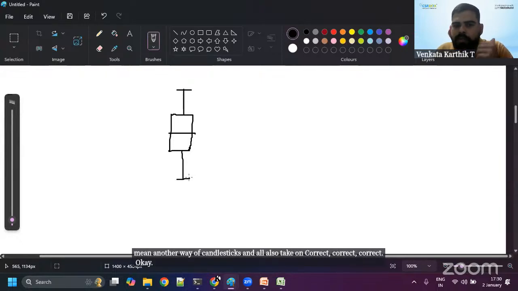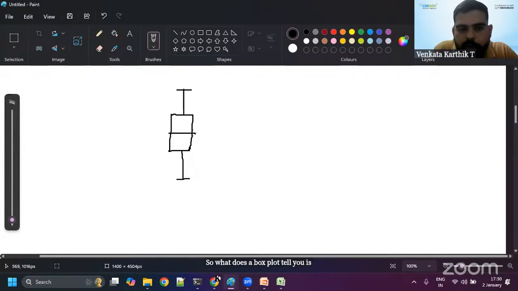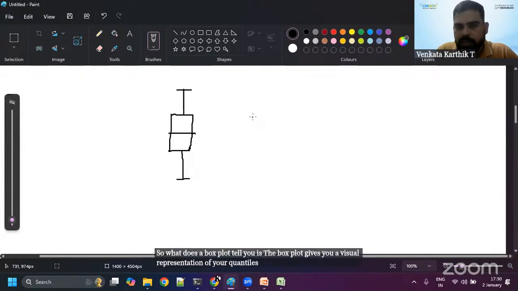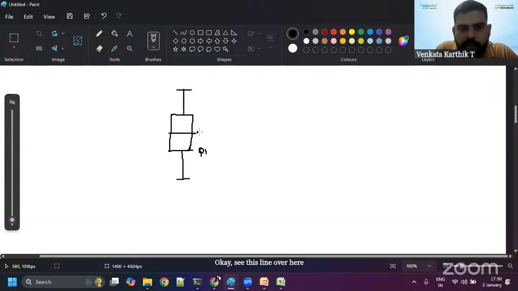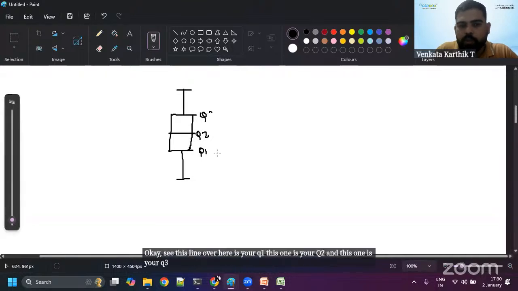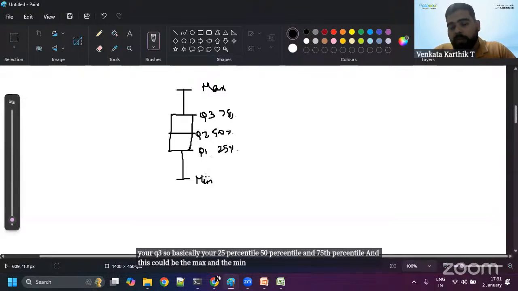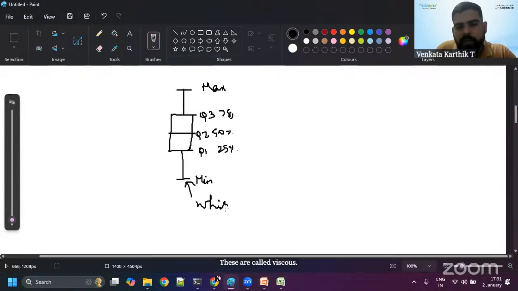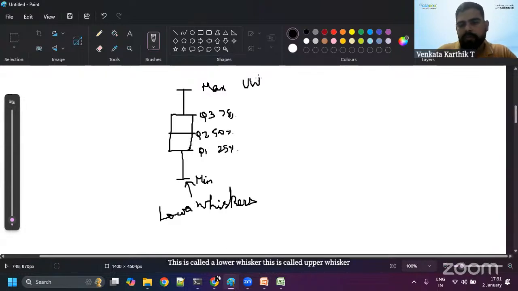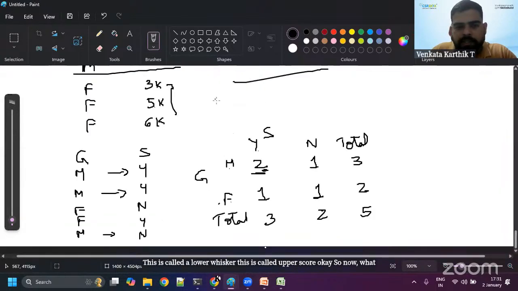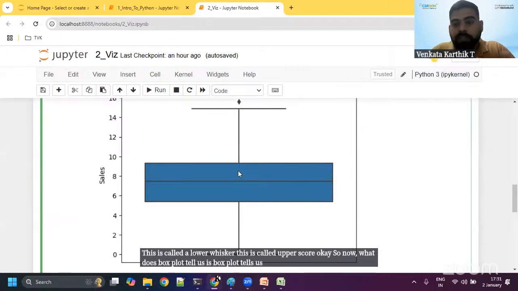So what does a box plot tell you? The box plot gives you a visual representation of your quantiles. See this line over here is your Q1, this one is your Q2 and this one is your Q3. So basically your 25th percentile, 50th percentile and 75th percentile. And this could be the max and the min. Different software give it in different ways, but let's stick to min and max. These are called whiskers. This is called lower whisker. This is called upper whisker.